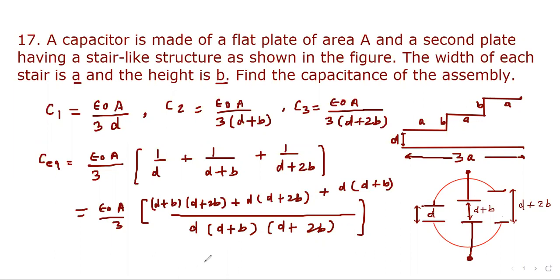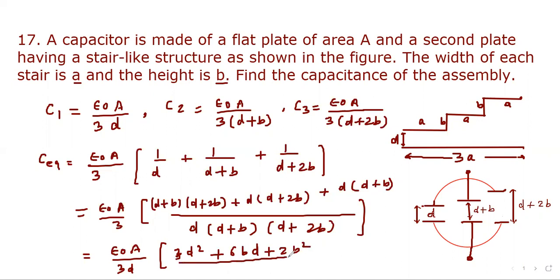Now we can simplify it further, so I'm not writing those 2 steps. The final step will be epsilon naught A upon 3D, and then inside the bracket we will get 3D square plus 6BD plus 2B square, divided by D plus B and D plus 2B, which is our answer.